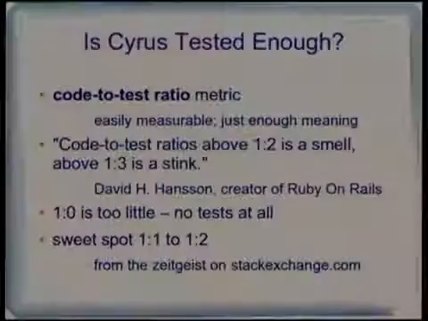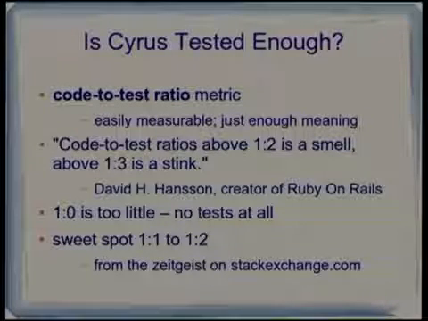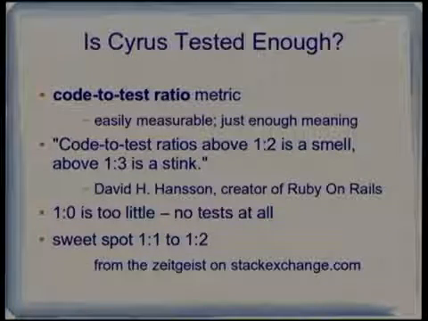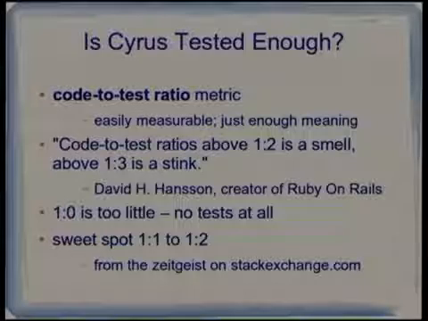There's this code to test ratio metric, which I think is a completely meaningless measure of anything. But it is at least very, very easy to measure. wc -l, very easy. So there are some people out there, including some really famous people, who have an idea of what's too much of a ratio, too little of a ratio. A 1:2 ratio in this thing means you've got twice as much test code in terms of lines as you do actual real code. That sounds like it's too much. And this is a guy talking about Ruby code, where if you believe all the stuff that people say about Ruby, you need fewer tests than C.